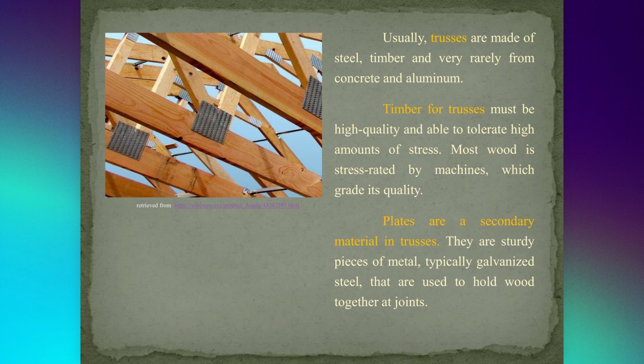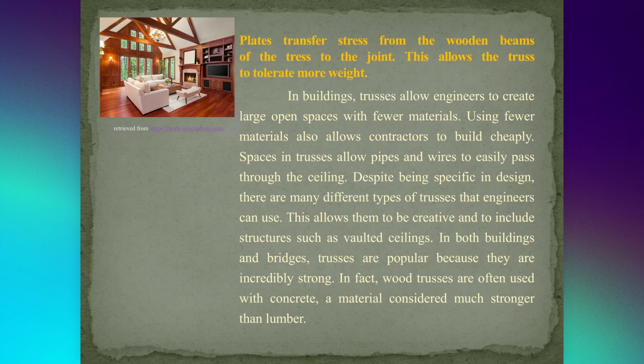Usually trusses are made of steel, timber, and very rarely from concrete and aluminum. Timber for trusses must be high quality and able to tolerate high amounts of stress. Most wood is stress-rated by machines, which grade its quality. Plates are a secondary material in trusses. They are sturdy pieces of metal, typically galvanized steel, that are used to hold the wood together at joints. Plates transfer stress from the wooden beams of the truss to the joint. This allows the truss to tolerate more weight.